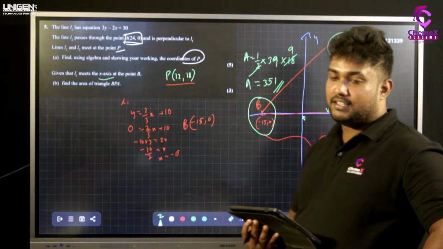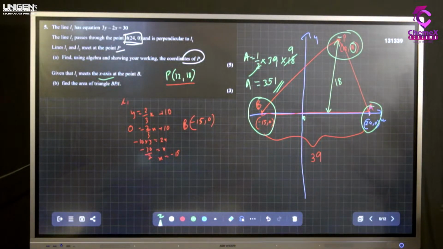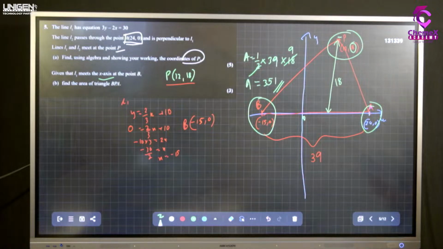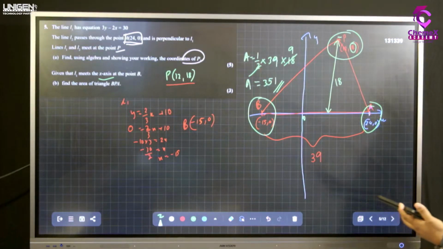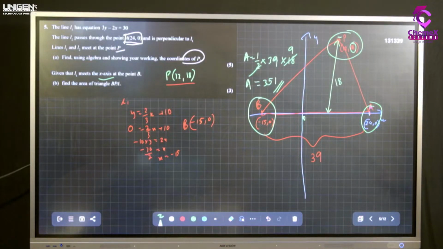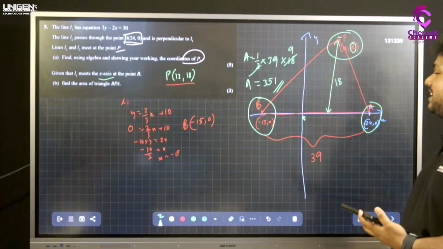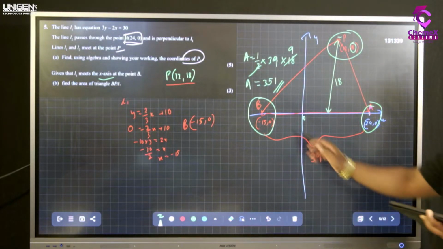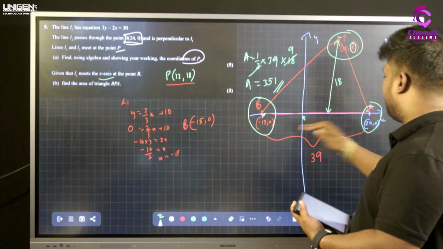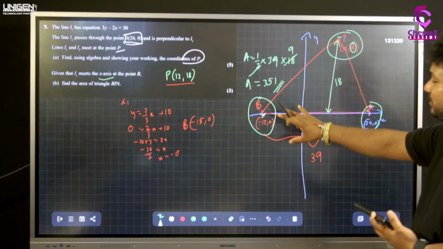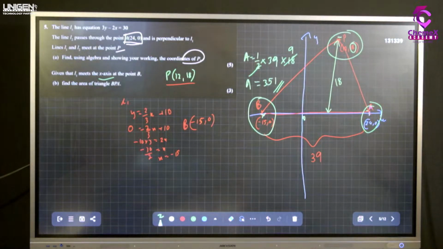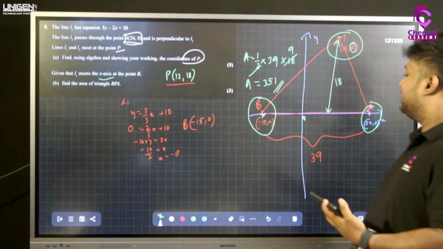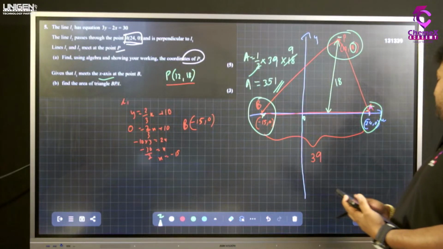If the base of the triangle was not on the x axis, then you have to get the distance and use the cosine rule, or the sine rule, half into AB sine C. You can use that if you know the angle. If these two are not on the same axis, you can't use half into base into height. Usually it should be in the same plane, so it should make 90 degrees. Okay, sir. Thank you, sir. Okay. Next one.